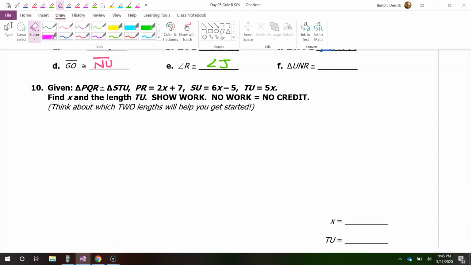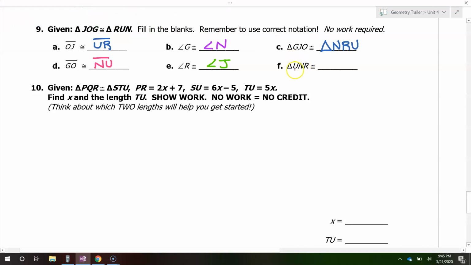All right. Triangle UNR. Okay, U goes with O. Now it's time for N. N goes with G. All right, they're both at the end. And that just leaves R and J.